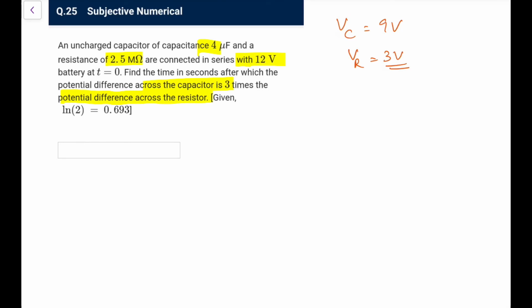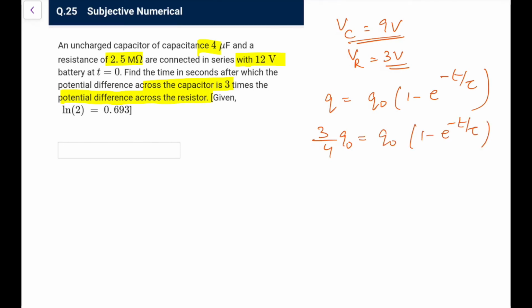So for this particular circuit, this is basically the charging process that we write. We write Q on the capacitance is equal to Q naught into 1 minus e to the power minus t by tau. At t equal to infinity, this Q becomes Q naught. So the 9 volt becomes 3/4, that means 3/4 charging has happened. So 3 by 4 of ultimate charge: Q naught into 1 minus e to the power minus t by tau. So 1 minus e to the power minus t by tau equals 3 by 4. So e to the power minus t by tau comes out as 1 by 4 here.